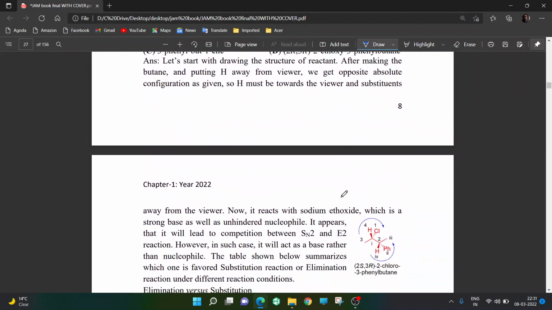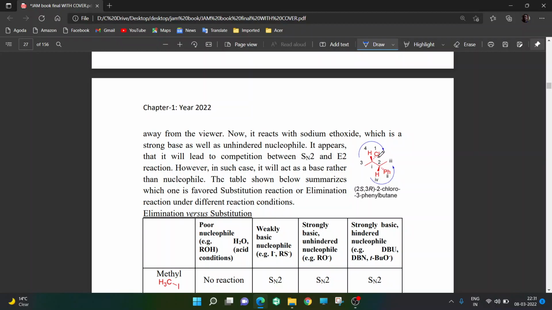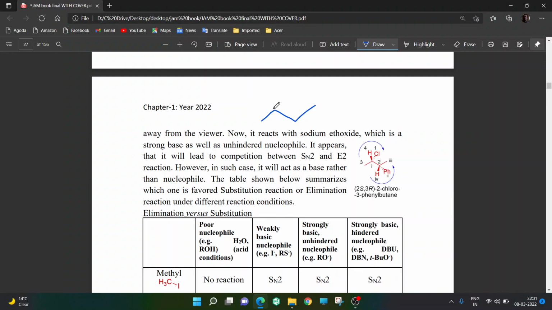This is how I made the structures. First I put hydrogen behind, because that's what is expected. If you want to know the absolute configuration, the lowest priority has to be away from the viewer. So I put hydrogen behind, and it says 2-chloro, so at position number 2 I put chloro towards the viewer. And it says 3-phenyl, so at position number 3 also I first put hydrogen away from the viewer, because that will give the right configuration, and I put phenyl towards the viewer. I checked, and interestingly I got the opposite configuration of what is asked for both of them. So I just changed the configuration.